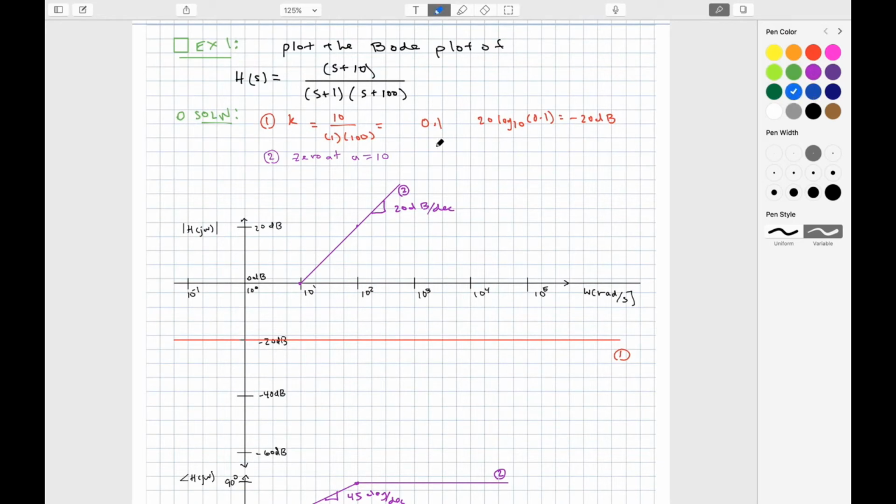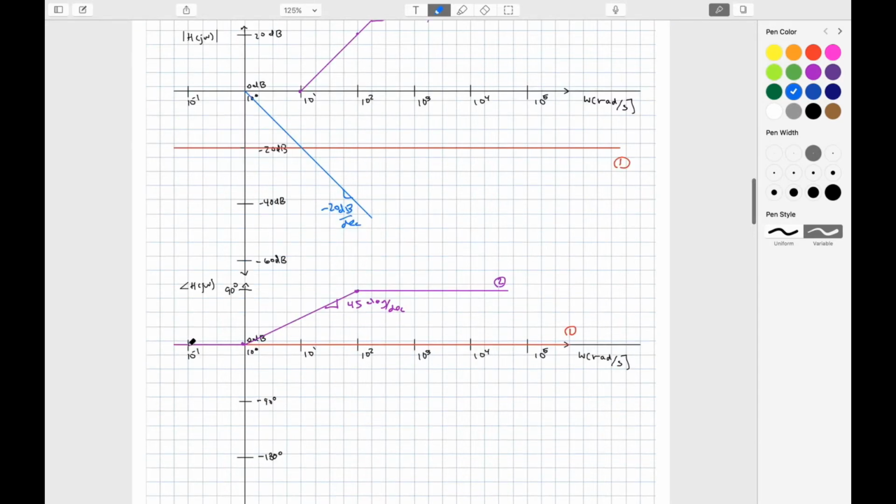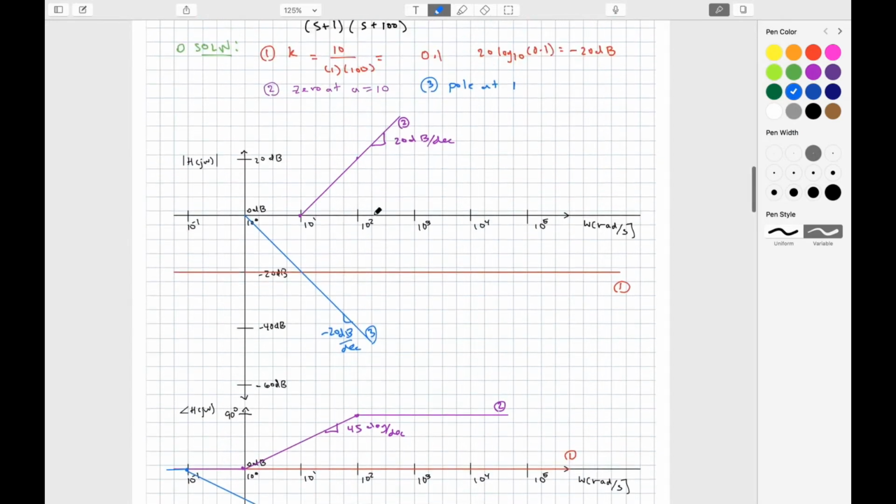Next, I have a pole at 1. The pole at 1 will have a magnitude which goes to negative 20 dB in this way, so we can connect these dots like this. And the slope here is negative 20 dB per decade. And the phase contribution starts 1 decade before and ends 1 decade after. And I just need to connect these dots carefully. And these come from number 3.